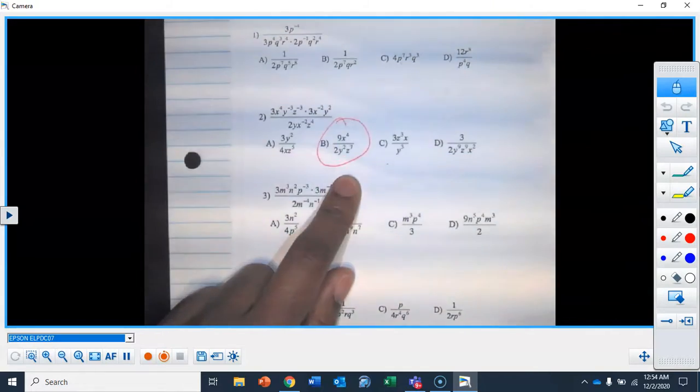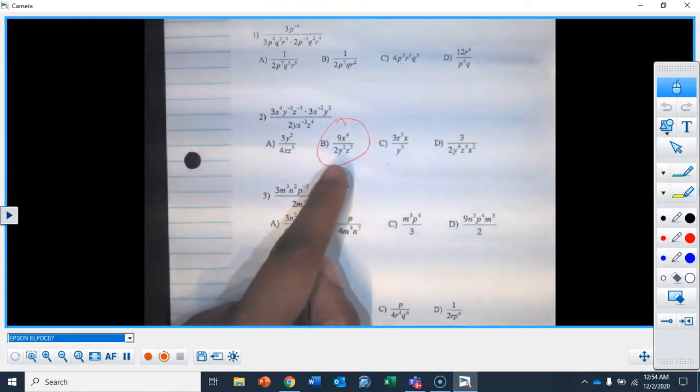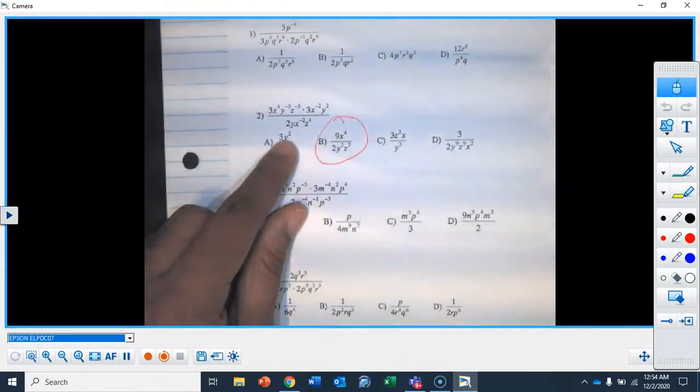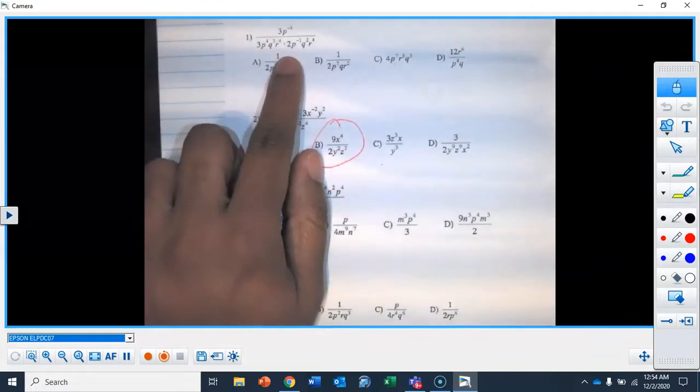So if you need to pause the video and you want to work this out, I'm not going to go over this one because we've done it already, but it was 9x to the 4 over, and the trick was 9 is the 3 times 3, and then the 2. It's the only answer choice that had 9 over 2. Okay, I have not done this one.